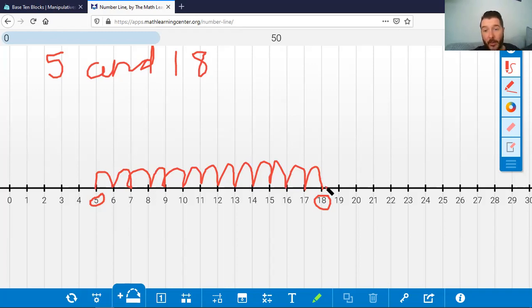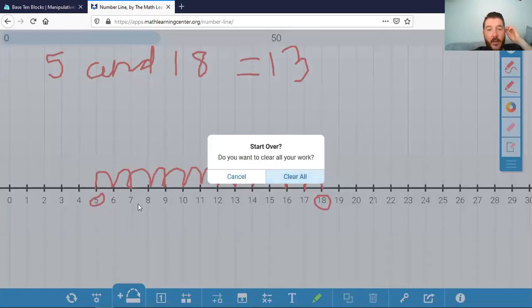I could go backwards if I wanted to. I find it easy to count on, but you could go 1, 2, 3, 4 and count backwards. It would still give you a difference of 13. So that's another way you can do it. Now, if you're feeling really, really good, then this is the harder way we can do it. So I'm just going to start over again on here.